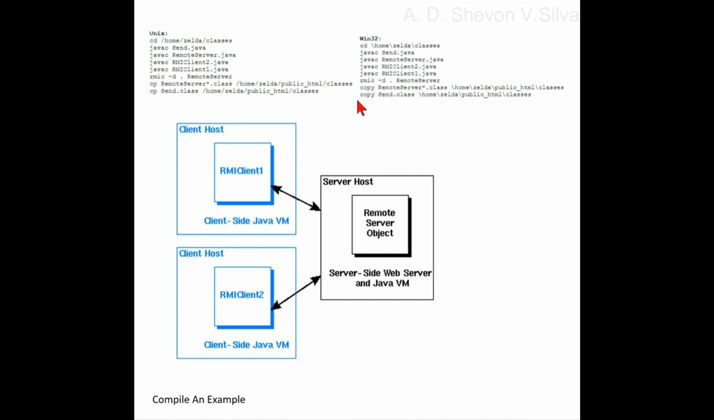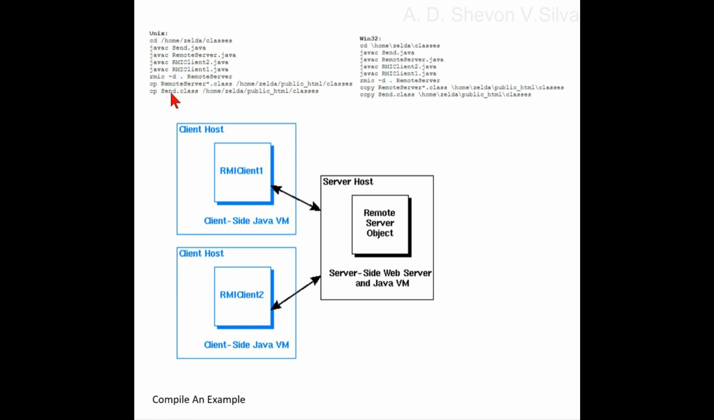The first two javac commands compile the remote server class and the interface, and the third javac command compiles the RMI client 2. The last javac command compiles the RMI client 1.